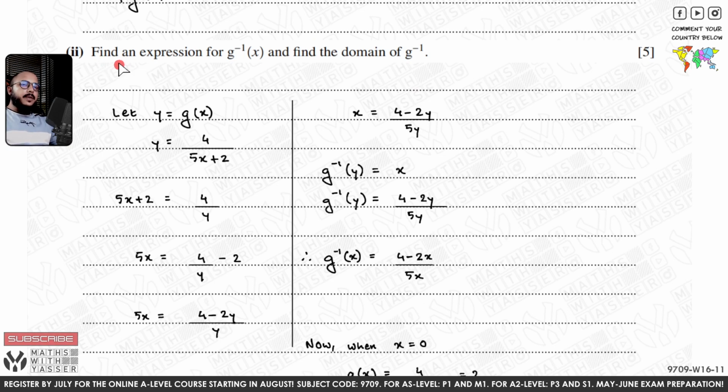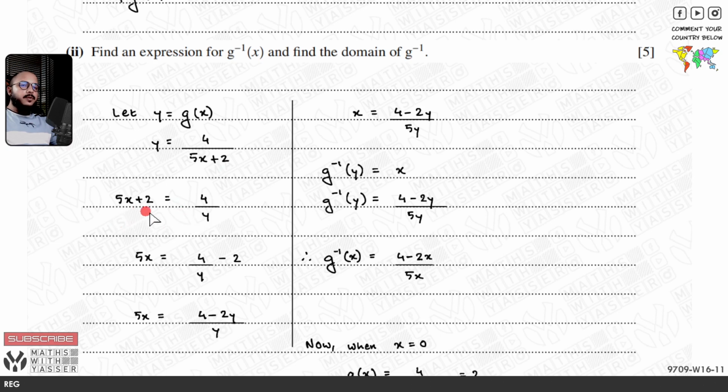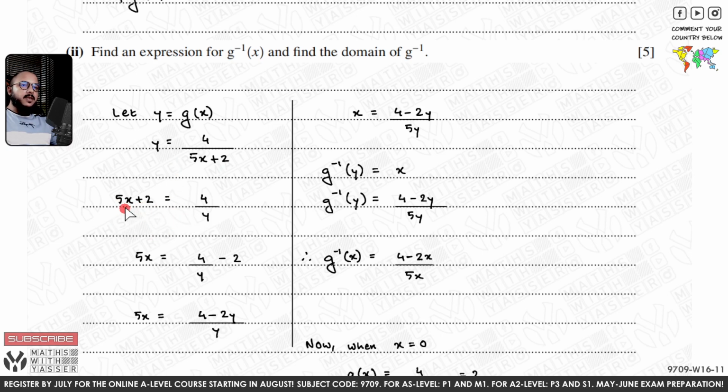In the next part of the question, we need to find an expression for g inverse of x, and we need to state the domain of g inverse. So first, let's consider y equals g(x). So y equals 4 over 5x plus 2. Now let's make x the subject. So for doing that, we need to first cross multiply, and it will be 5x plus 2 equals 4 over y. So 5x equals 4 over y minus 2. That means 5x equals 4 minus 2y by y if we do the LCM. So x will be 4 minus 2y over 5y.